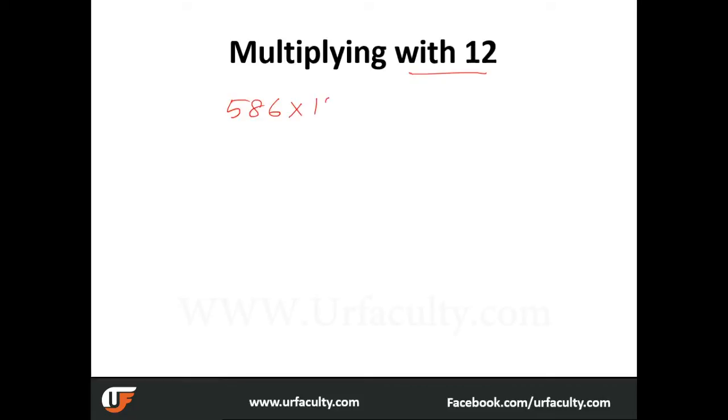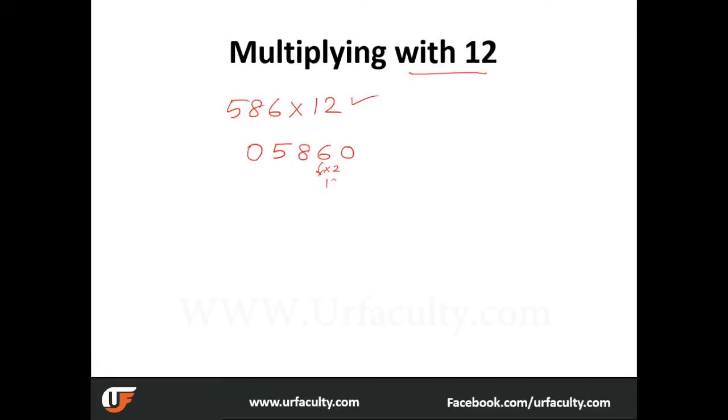Multiplying a number, 586 into 12. So please understand that in the earlier case, what did we do? Our first step was to put a 0 in the beginning and 0 in the end, right? And then we started adding up the number. The only additional step that we need to do now is multiply this number by 2. Just because it is 12, we are going to multiply this number by 2 and then add it up with 0.